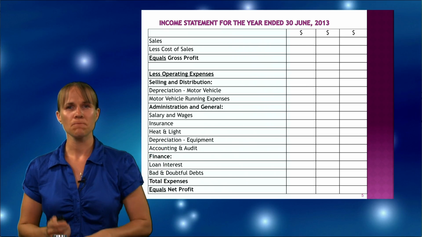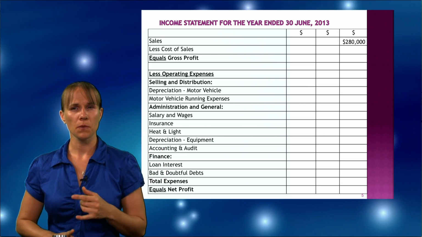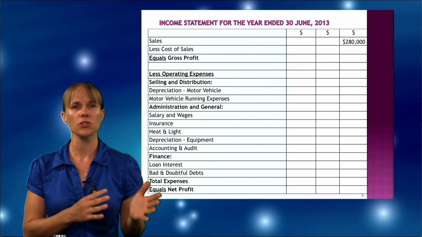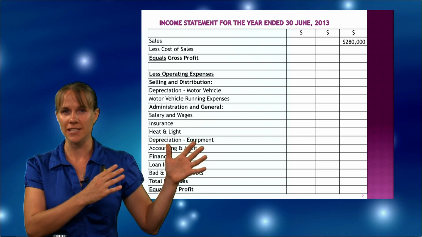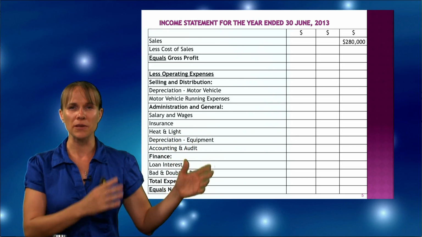So you will see here there are no assets, no liabilities, no owner's equity at all appearing in this income statement. Okay. So starting off with our sales, we had 280,000. So we're just copying figures across into the statement now. Still something you need to pay a lot of attention to just to make sure we get it right.